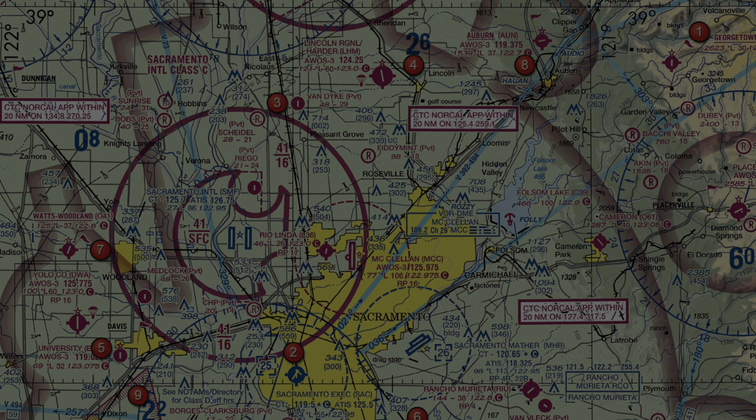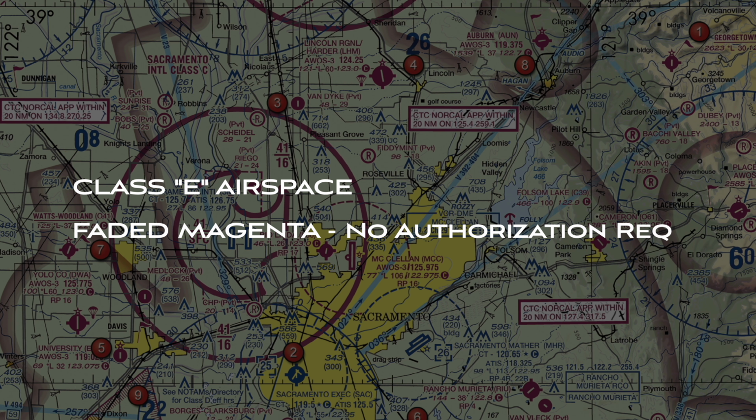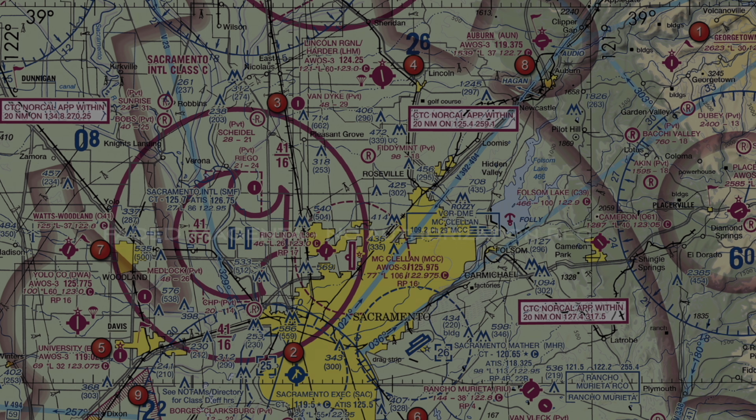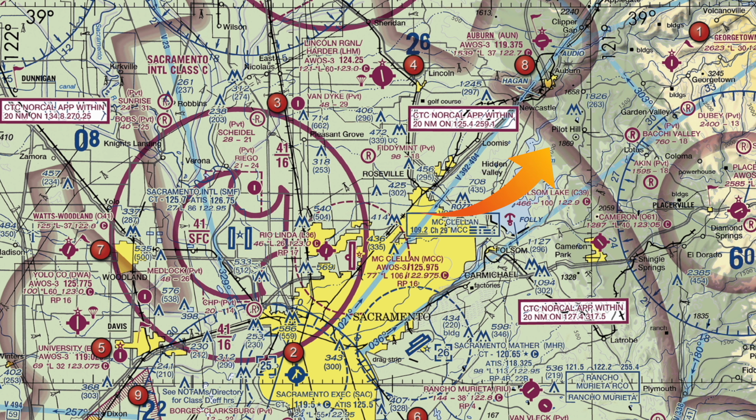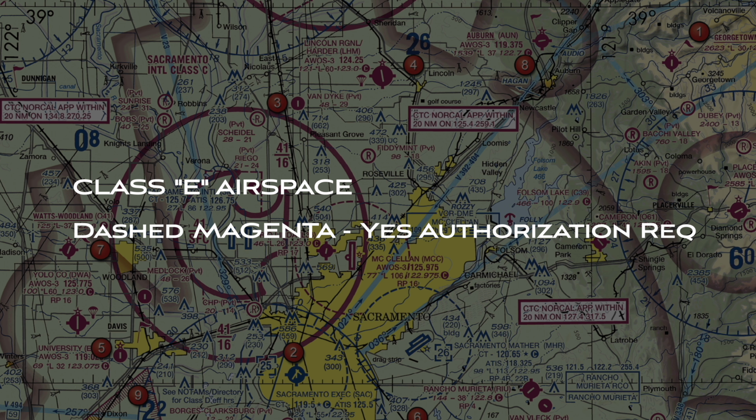Here's the thing. If you are within a faded magenta line of Class E airspace at 700 feet AGL and you are operating at 800 feet AGL, you do not need to get authorization. No special FAA waiver or authorization is required when you are within a faded magenta line of Class E airspace. But if you somehow find yourself flying a drone within a dashed magenta line of Class E airspace, then FAA authorization is required, even if you're at the surface of Class E airspace and regardless of altitude.